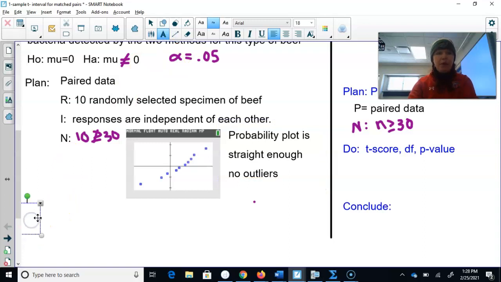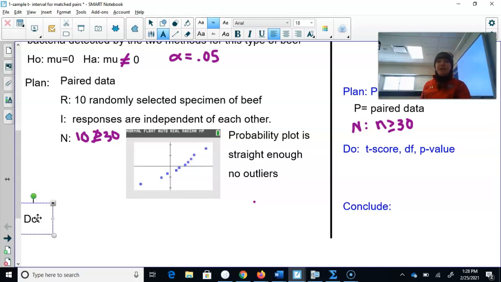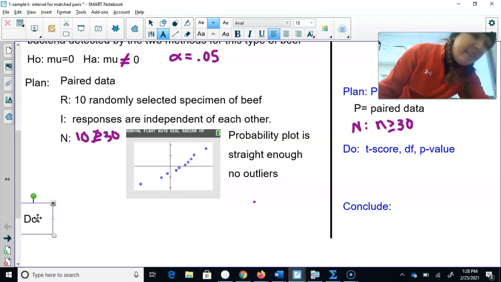I'm going to go to the board right now for the do because I want to set up the sampling distribution of the statistic, that model. Oops, I got to plug it in. I don't see it. Give me a second.